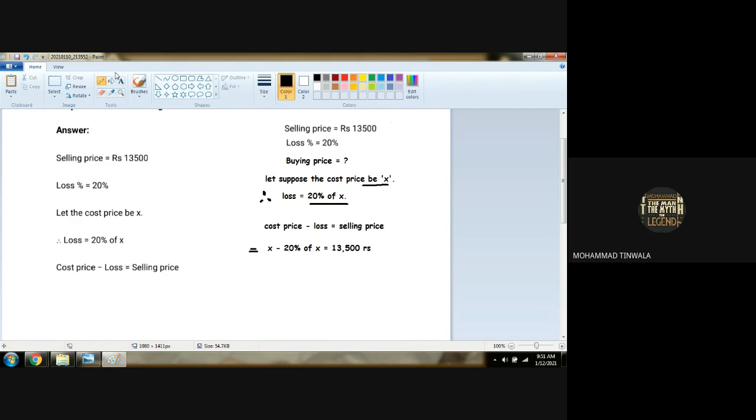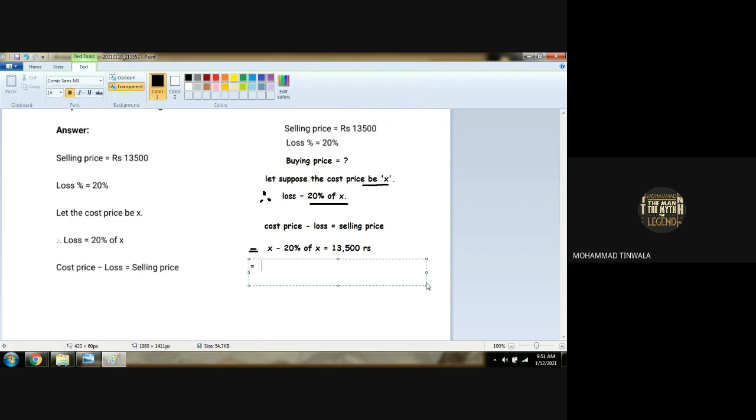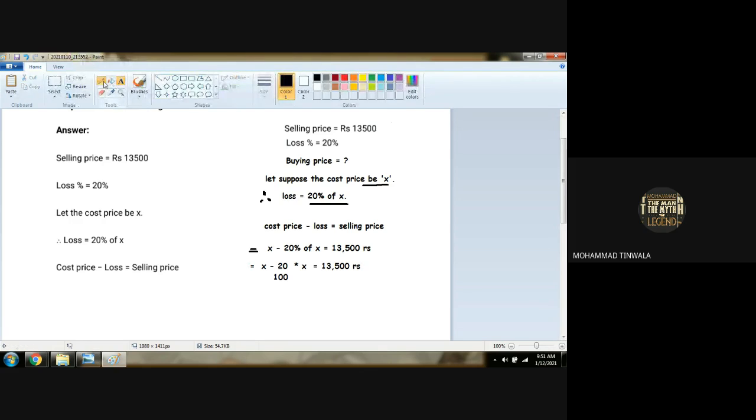Now what will be our next step? The next step will be: X minus 20%, which means 20 upon 100, multiplied by X, is equal to 13,500 rupees. Any doubt over here? 20% of X means what? 20 upon 100 multiplied by X.